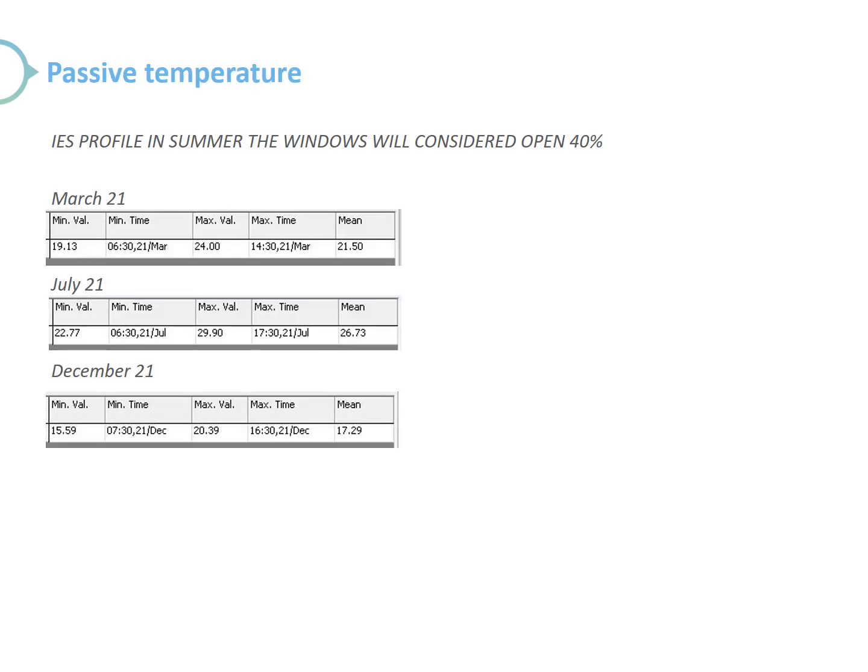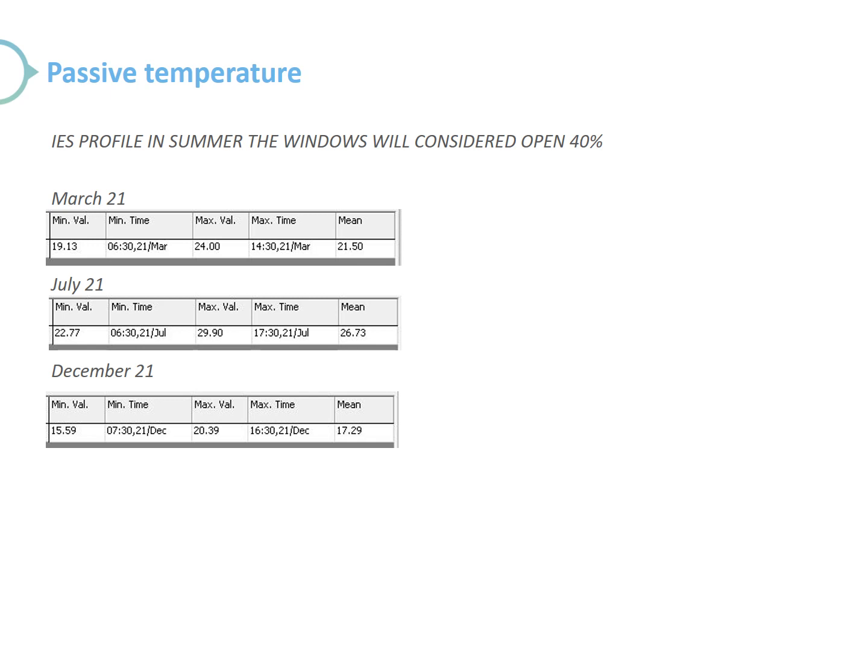Now for the temperature, after turning off the AC and the heating, with a profile of opening the windows 40% in the summer, we can see that on March 21 it's 19 degrees minimum and 24 degrees maximum. On July 21 we have 22 degrees minimum and 29.9 maximum, which is very high for summer. And on December 21 we have a minimum of 15.6 and 20 degrees as a high value.